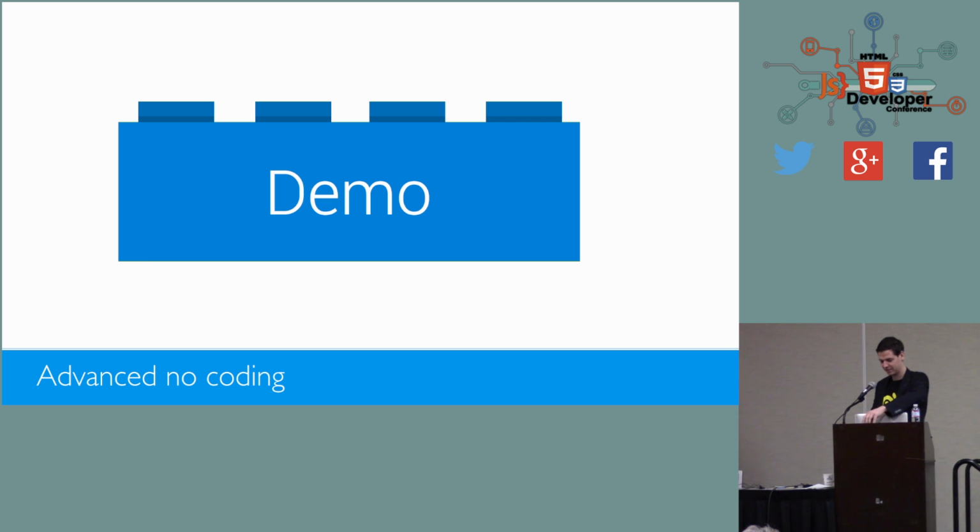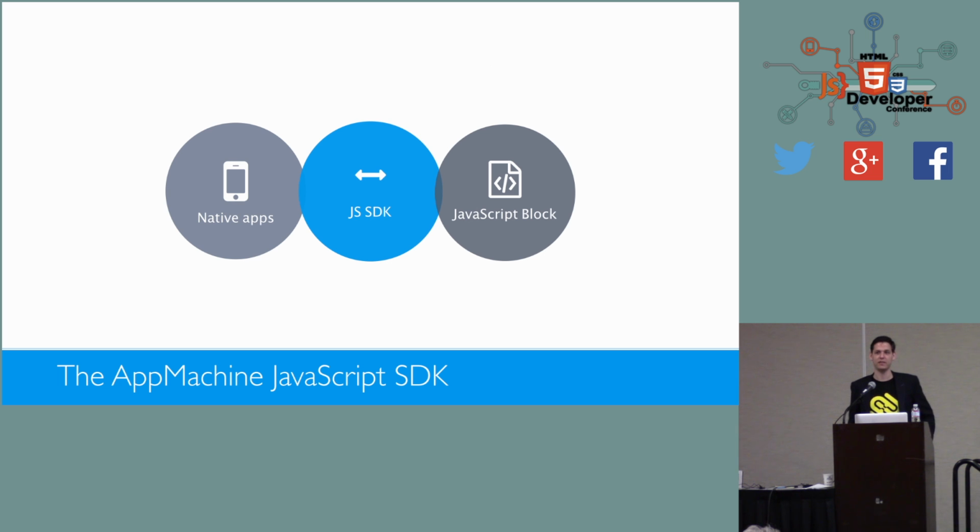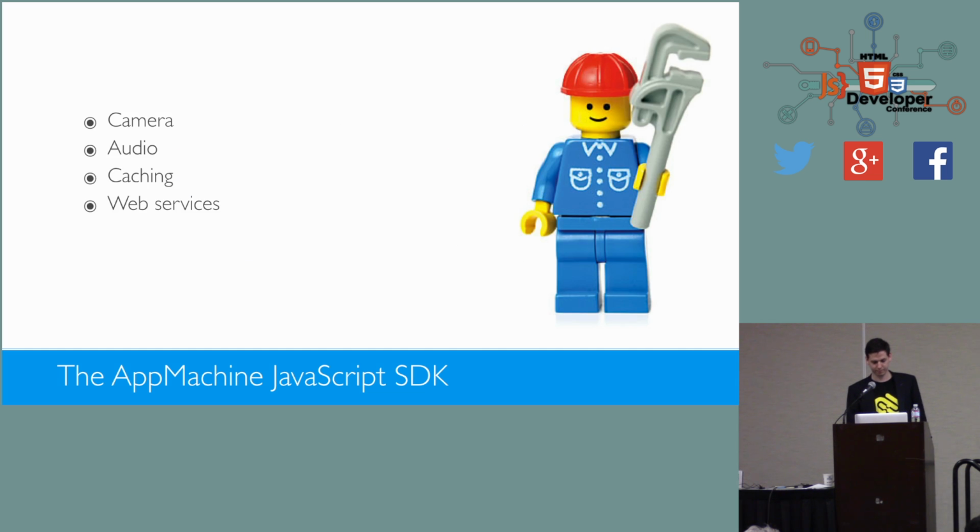Well, hello. I'm RJ, and I'm going to give you a jump start with the JavaScript SDK of AppMachine. With the JavaScript SDK, you can access native functionality inside a JavaScript block. In this keynote, I will be covering the camera API, audio API, caching, and web services. From each of these APIs, I will give you a short example in just a few lines of code how you can use it in your JavaScript block.